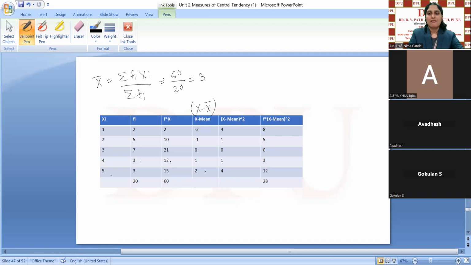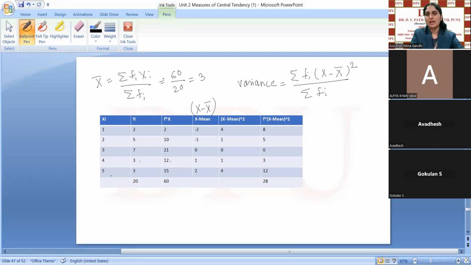What you need is Fi into (Xi minus X bar) square. So you are squaring it: 4, 1, 0, 1, 4, but you don't need only this column. You have frequencies now, so you multiply each observation by its frequency, that is Fi into (Xi minus X bar) square is required here. What is your variance formula? Variance is summation of Fi (Xi minus X bar) square divided by summation of Fi. So you need this calculation.